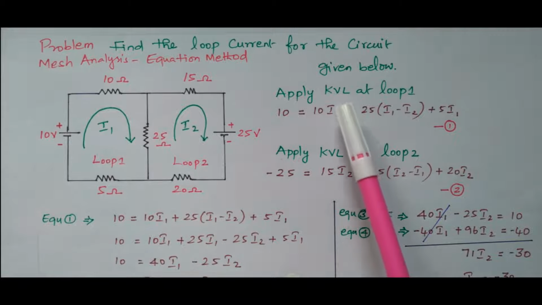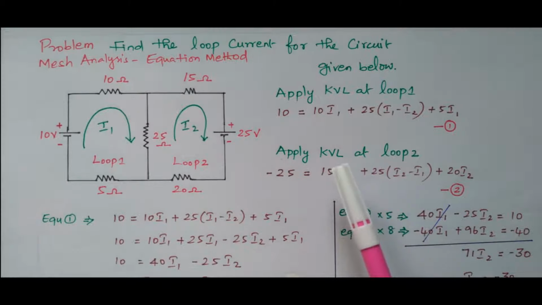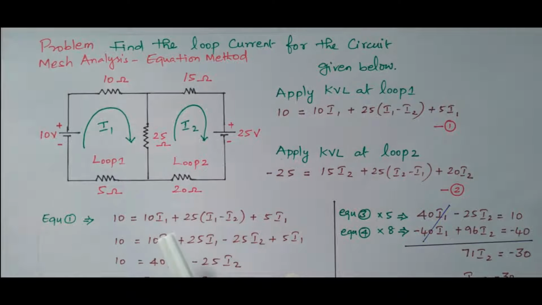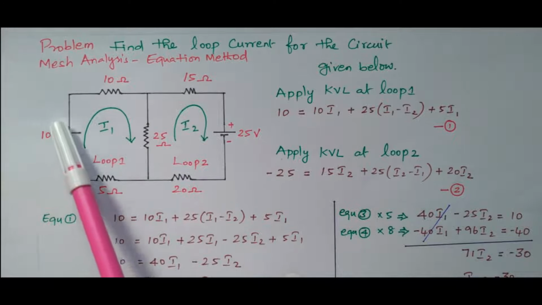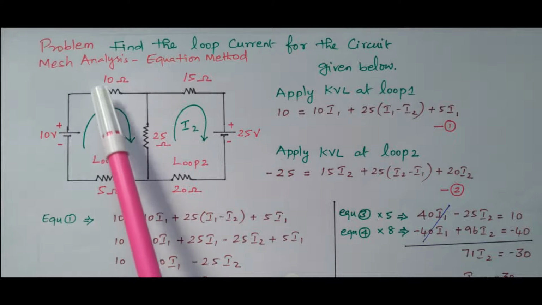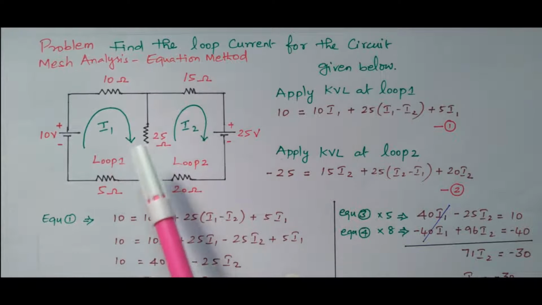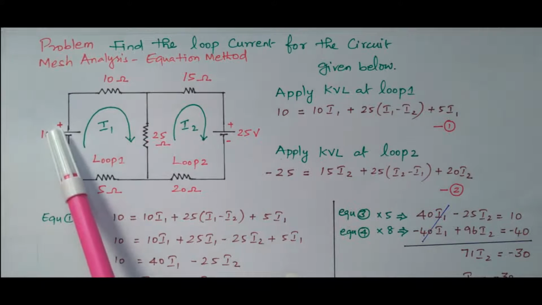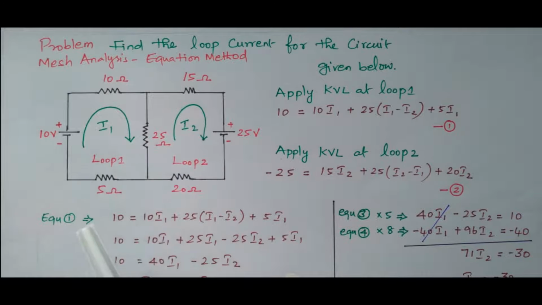So we can apply Kirchhoff's voltage law to the loop 1. This is the equation method, so we are going to frame the equation. What is Kirchhoff's voltage law? Potential rise equals potential drop. This 10 volt source is the potential rise. The potential drop is across this 10 ohm resistor, 25 ohm and 5 ohm. These are all voltage drops. So the potential rise is equal to the sum of the potential drops. That is the statement given by Kirchhoff's voltage law.